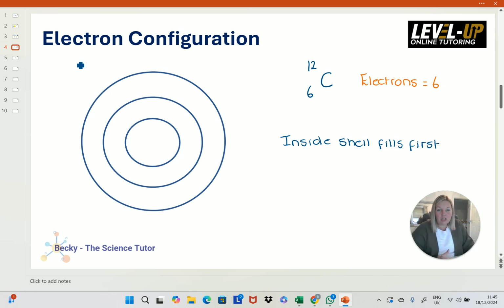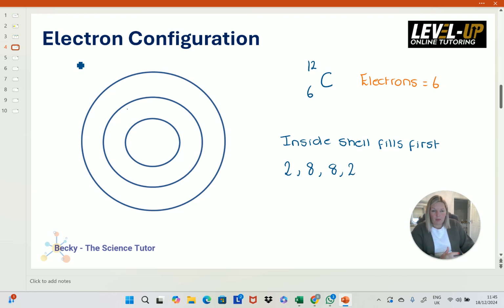And in terms of filling our shells, the first shell, so the one that is closest to the nucleus, can hold 2 electrons. So we can have 2 in the first shell, 8 in the second, 8 in the third, and 2 in the fourth if we need it.